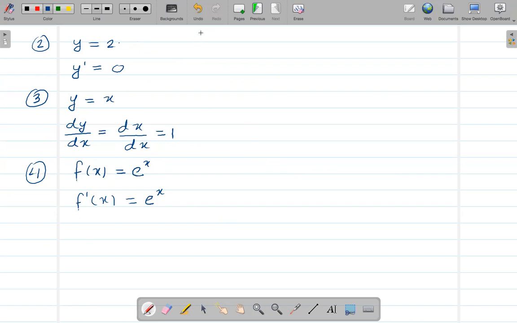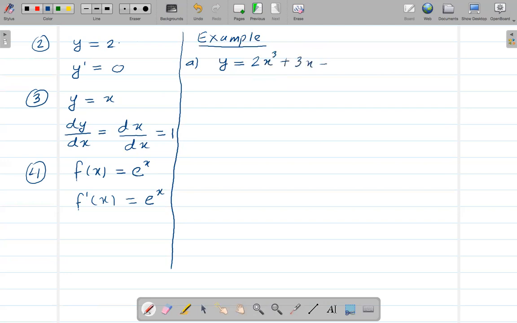Okay, now let's do some examples. Let me do that here so that I can show you everything on a single page. Okay, let's do a first example. Let's say we have y equals 2x to the power 3 plus 3x plus 7.